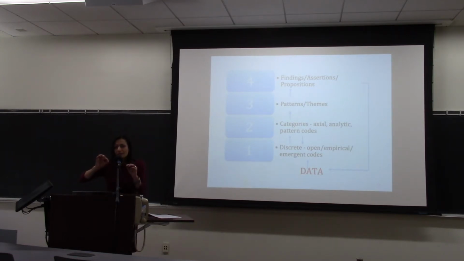So themes tend to be phrases or full sentences, whereas a category code is still a label. It's still at that level within the data. Does that help? Yeah, that makes sense. Great idea. Yes, back to you.